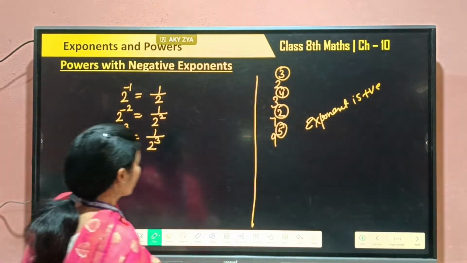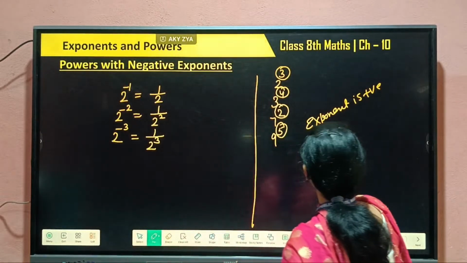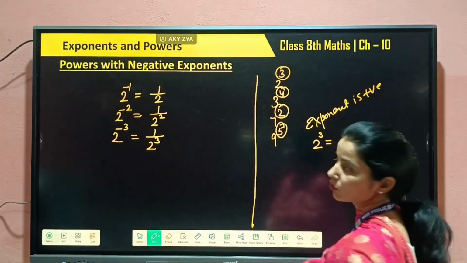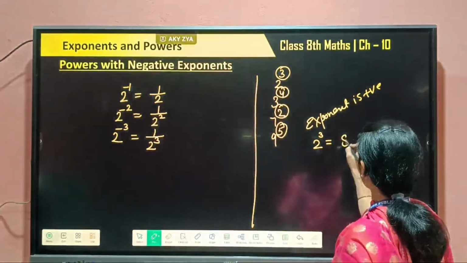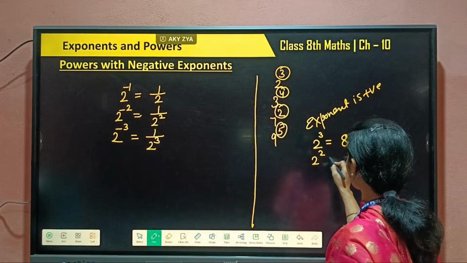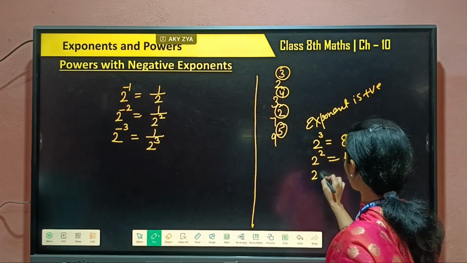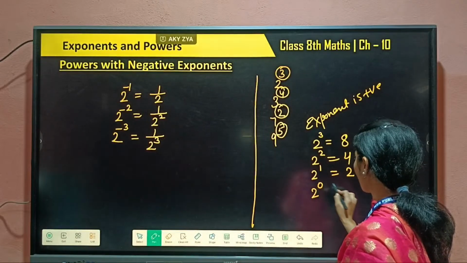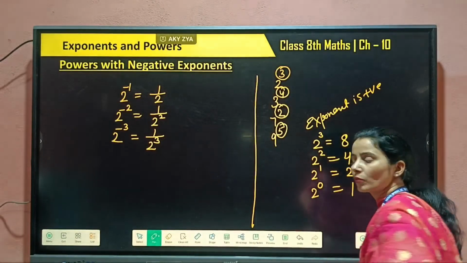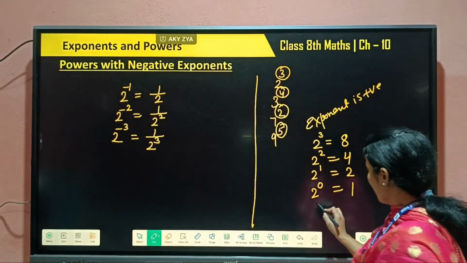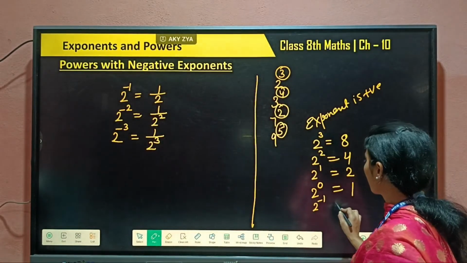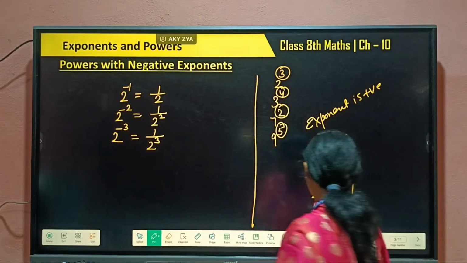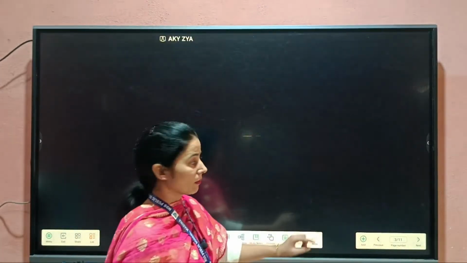Okay. Before this, see, what is 2 raised to power 3? 8. 2 raised to power 2 is 4. 2 raised to power 1 is 2. And 2 raised to power 0 is 1. 2 raised to power minus 1 is 1 by 2. If it is negative, then it will be 1 by.